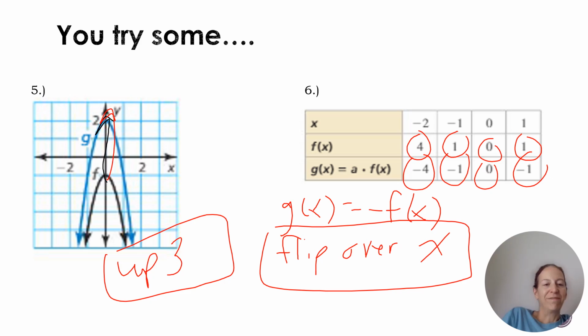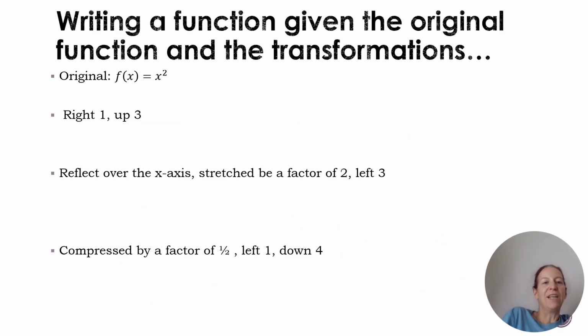Last skill. We are almost done, I promise. It is writing a function given the original function and the transformations. So I'm going to give you the original function, f of x, and you are being asked to write a new function that is going to take the first function and go right 1 and up 3.